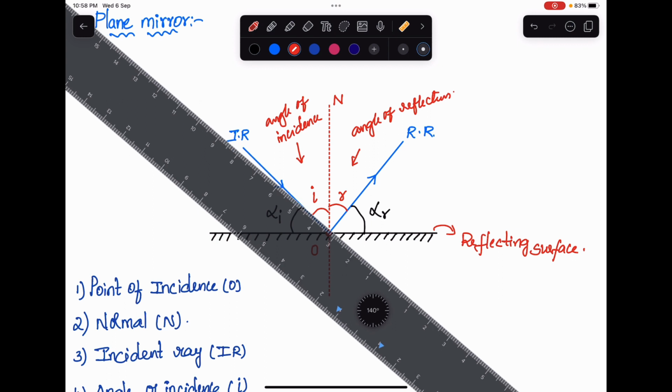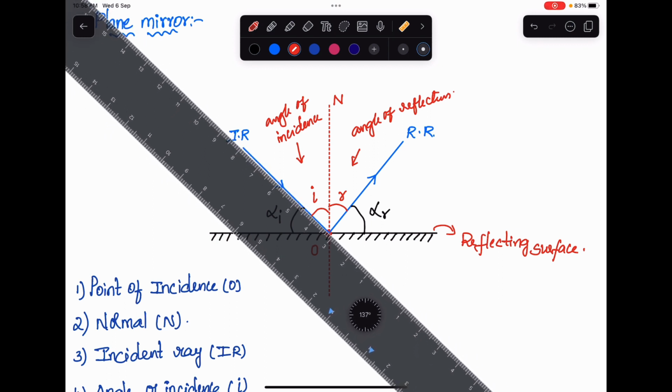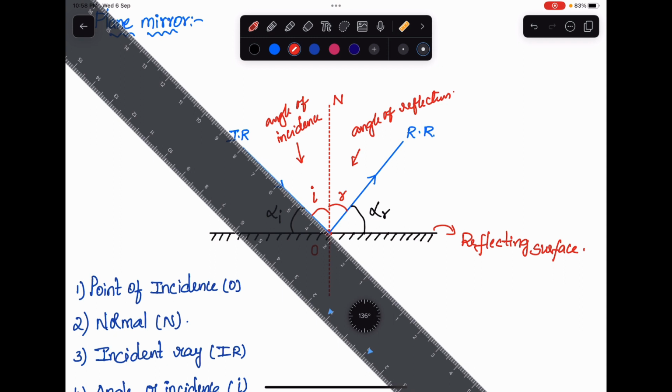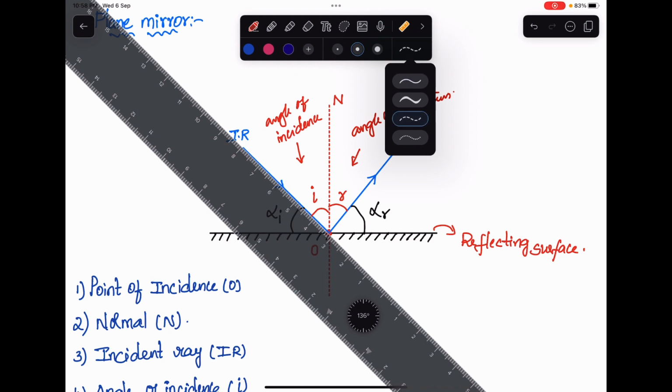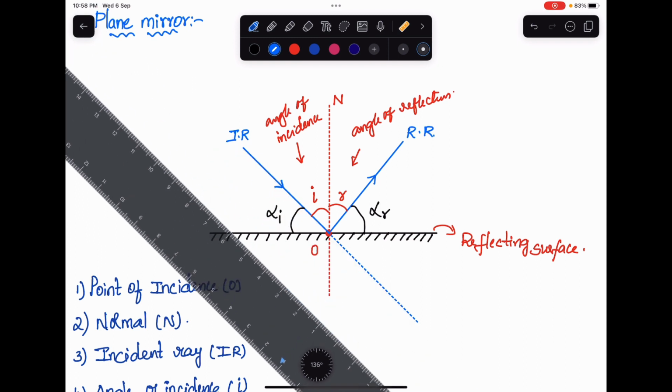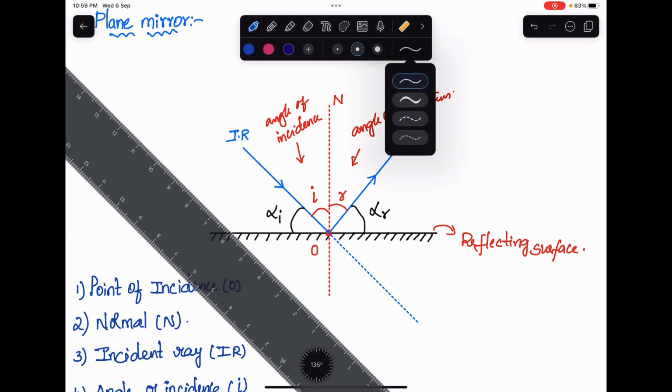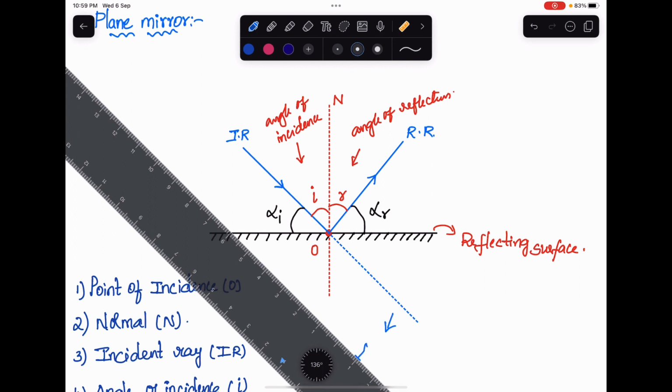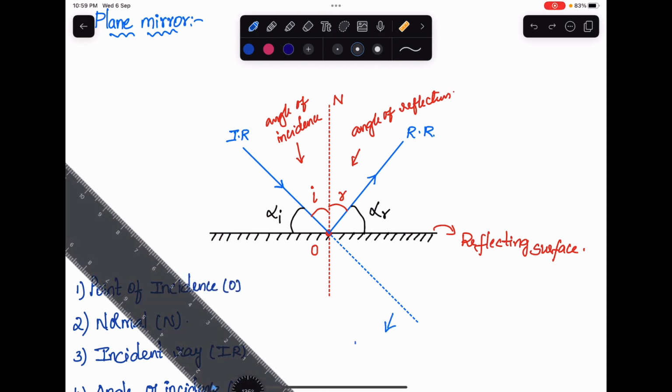Please explain to us what deviation is. See, if you place the scale over here, this is the original path of your incident ray. What do you mean by the original path of the incident ray? See, what if there is no mirror? If there is no mirror, the incident ray would travel in this direction only. That's why I call this the original path of the incident ray.